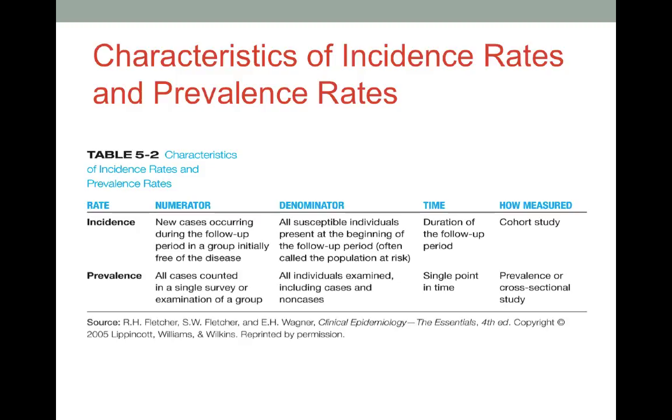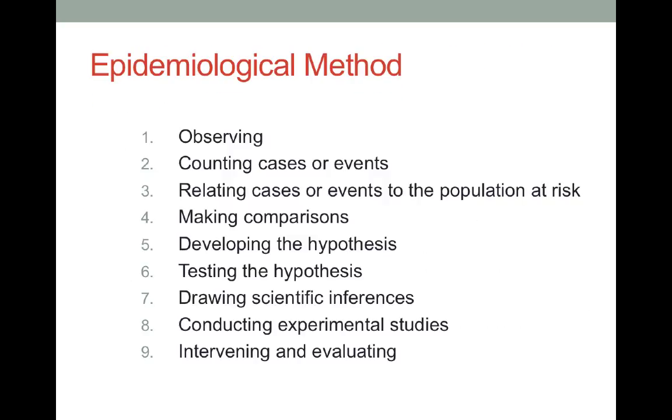Observing the number of cases or events is actually the first part of the epidemiological method. So this is a step-by-step way that epidemiological research is conducted. Usually studies don't do all of these things, but rather one study informs the next, and so on. So we've covered kind of the first 4 steps here: observing, counting cases, relating cases to the population at risk, and then making comparisons with incidence and prevalence. But what incidence and prevalence don't tell us is what conditions necessarily cause a disease. For that, we need to develop a hypothesis and then test it.